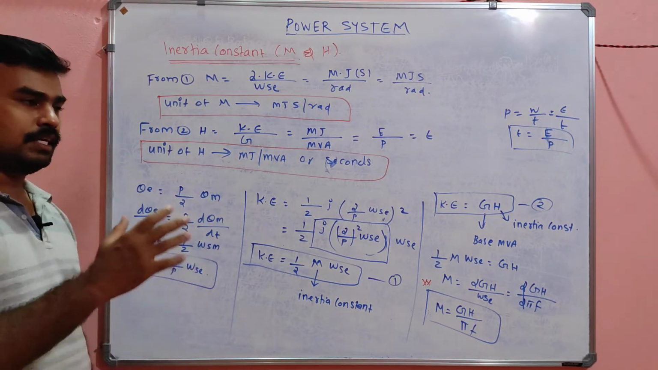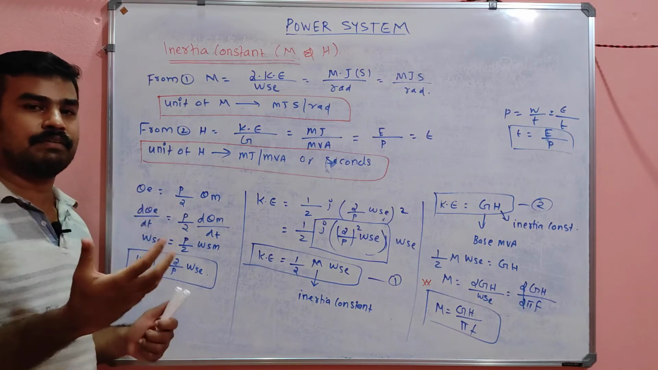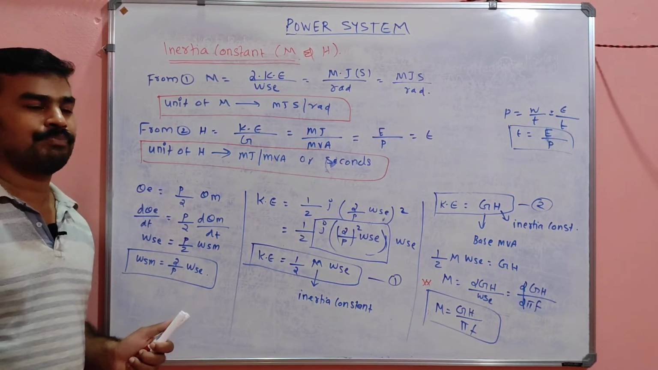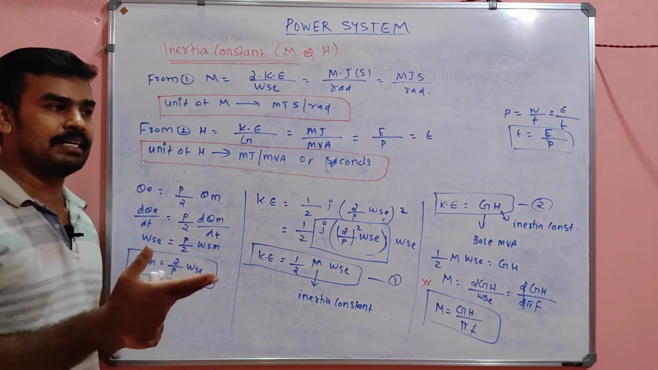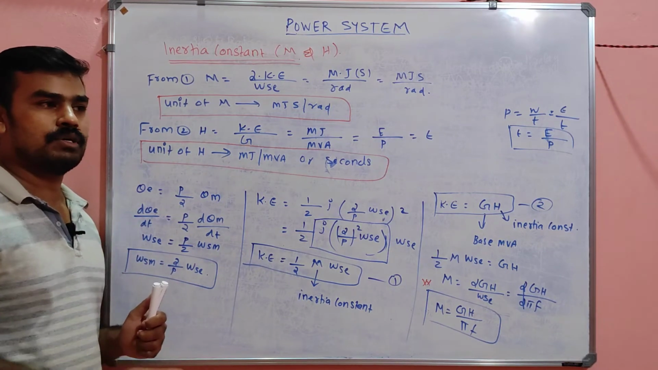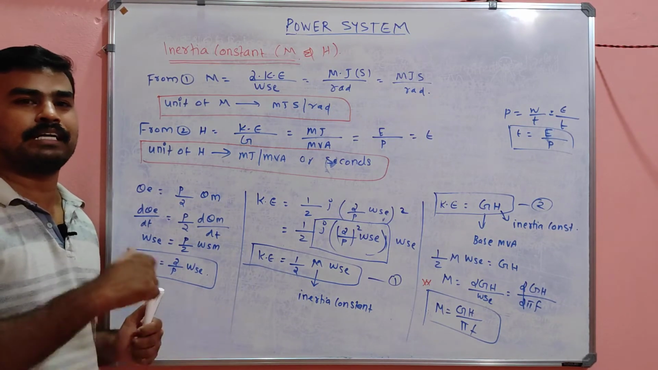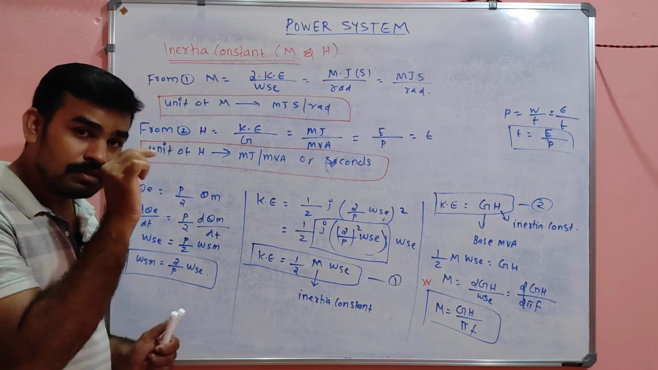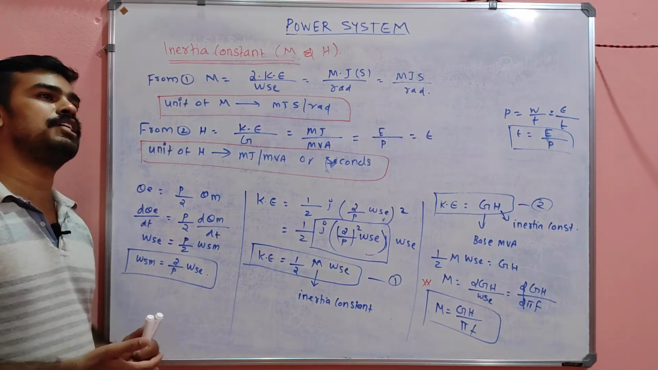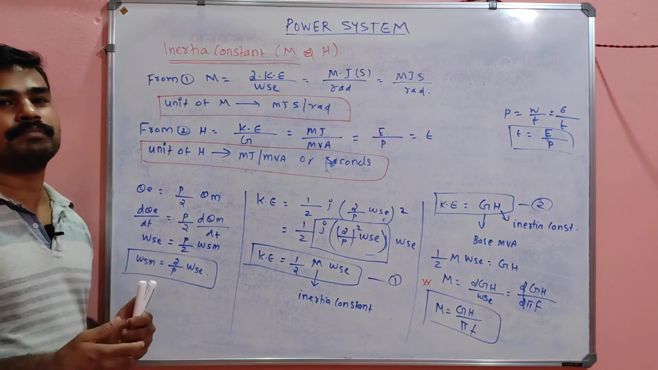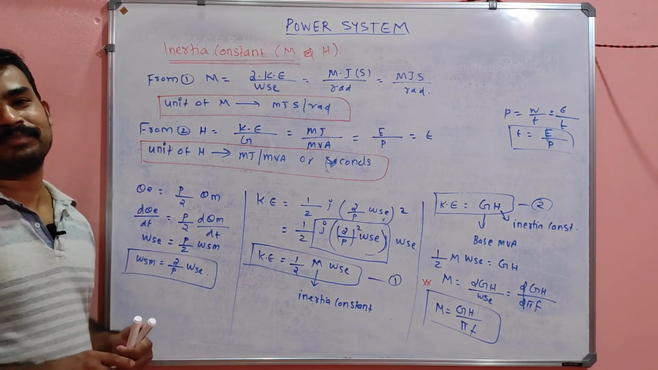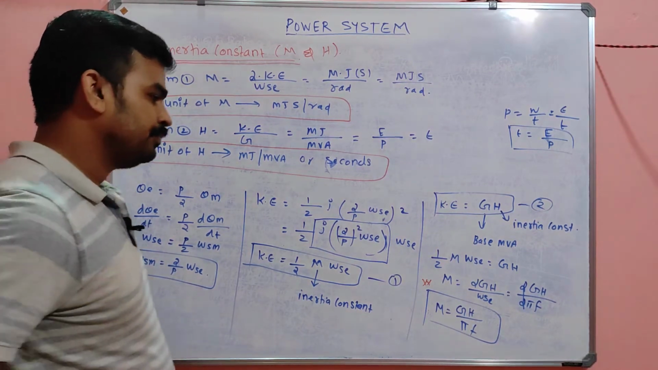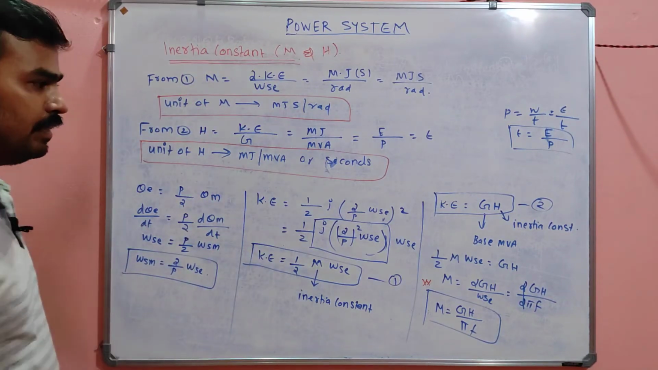If you interchange H and M, if you are in a confusion state between them, my dear, you will lose. So what is the trick? Whether the questioner has given H and we want to find M, or given M and we want to find H, look at the unit. Focus on the unit. If the unit is megajoule second per radian, blindly go for M. Otherwise you simply go for H, that's all. The other two units are seconds or megajoule per MVA. So that is the concept of inertia constant in a power system.